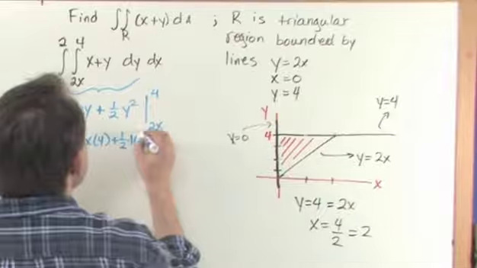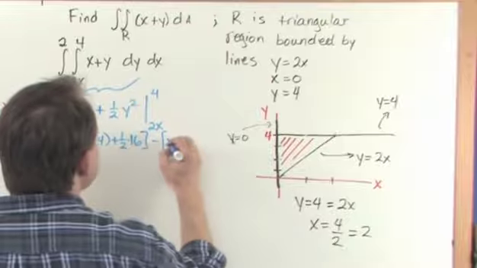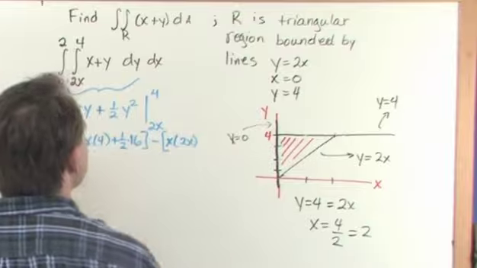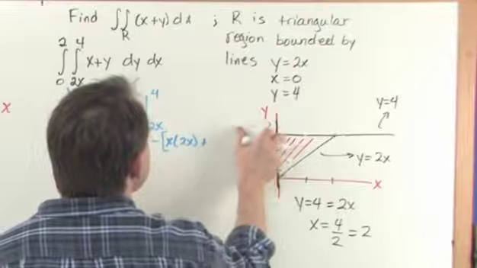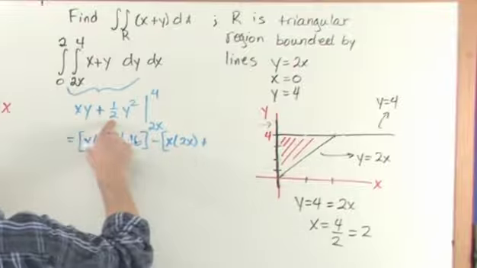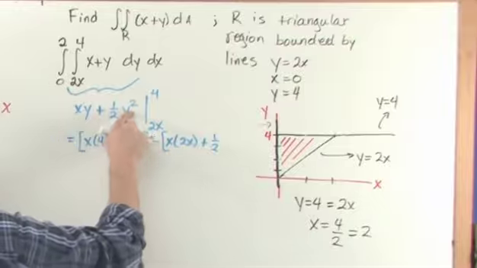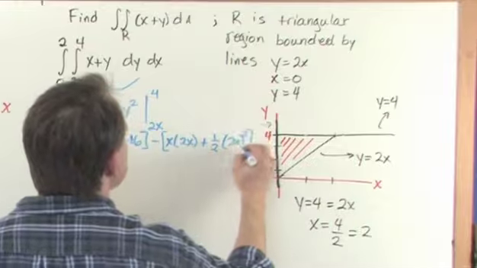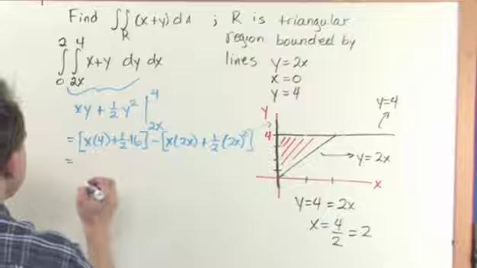Okay, and then I'm going to subtract off, plugging in at 2x. Here I've got x times going into y, 2x. And here I'm going to have plus 1/2, and I'm going to have 2x going into here, which is going to be 2x squared. Okay, so let's go ahead and do some simplification, beat this into shape.